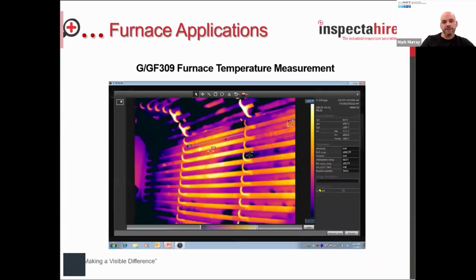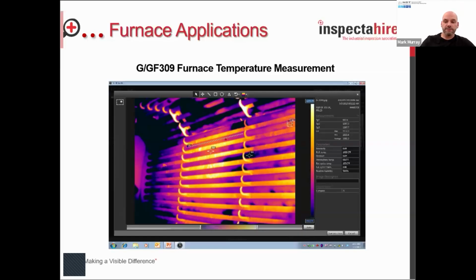So first thing is measurement, of course, temperature measurement. It's notoriously difficult to get all your values correct, and I can't really go into too much detail about furnace temperature measurement. I don't think we've got enough time for that today.